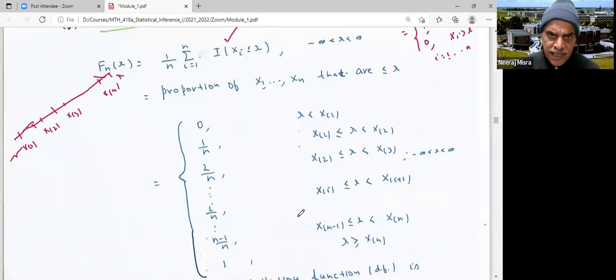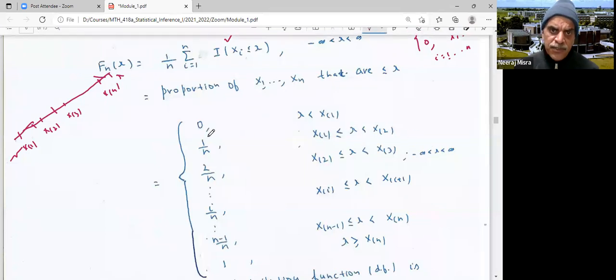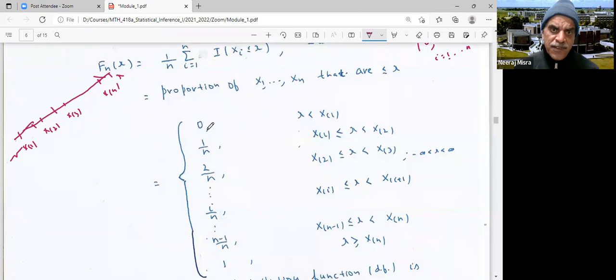It should be non-decreasing, so you can see it is non-decreasing. For x up to X_1, it takes only the value 0. If x increases in the interval X_1 to X_2, the value increases from 0 to 1 by n. If x goes further right, into the interval X_2 to X_3, the value becomes 2 by n. So you can check.